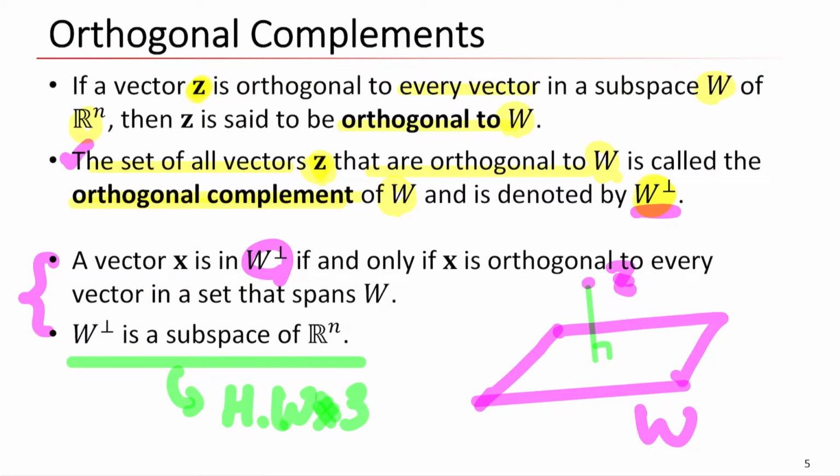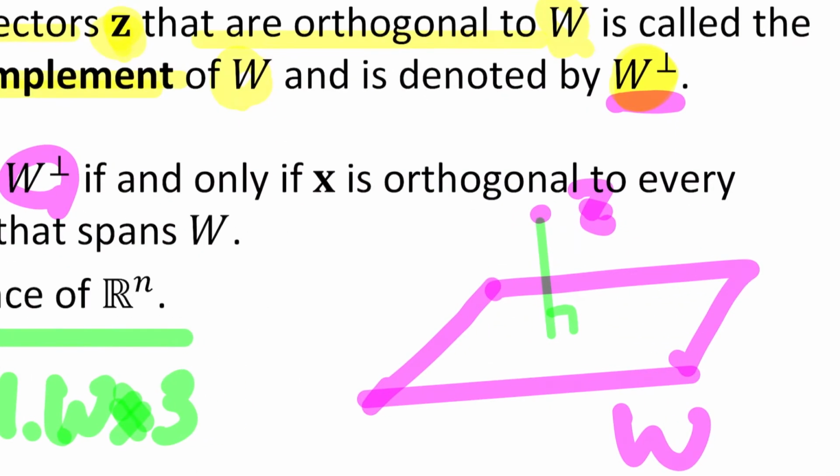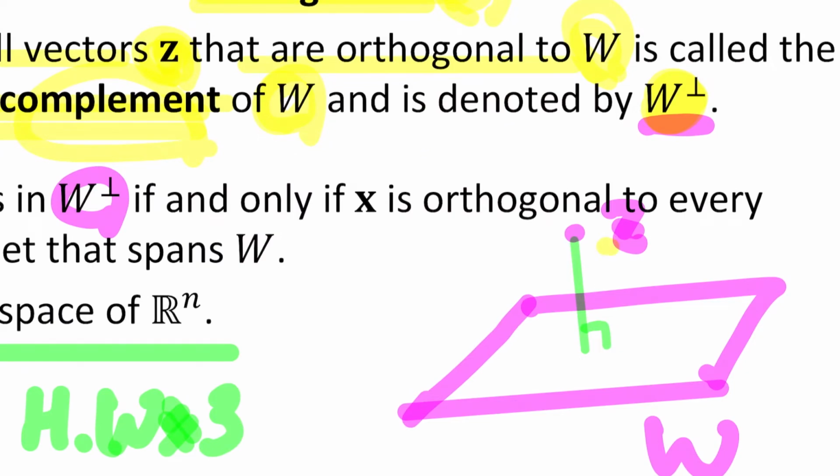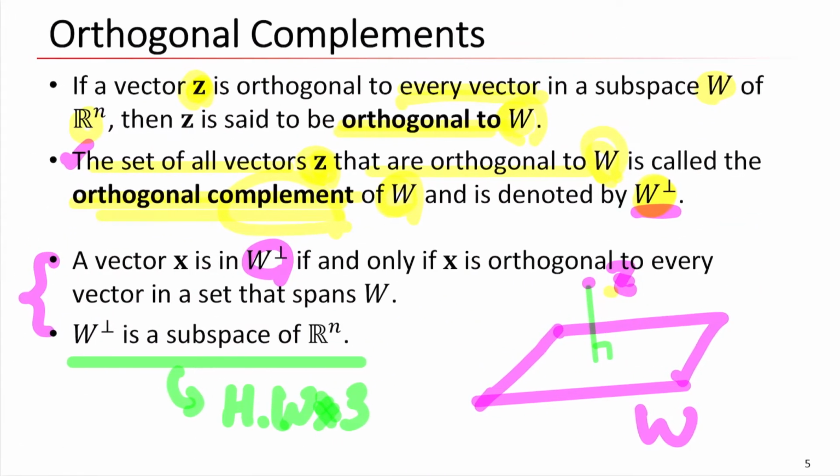There was one more concept, the orthogonal complement. If a vector z is orthogonal to every vector in subspace W, then z is said to be orthogonal to W. In other words, the set of all vectors z that are orthogonal to W is called the orthogonal complement of W. As you can see here, this z is one of the orthogonal complement vectors of W.